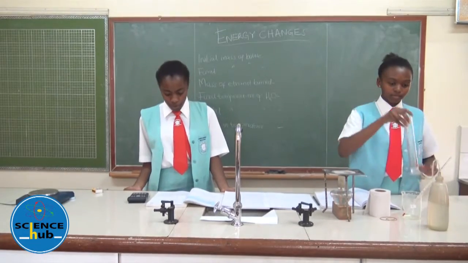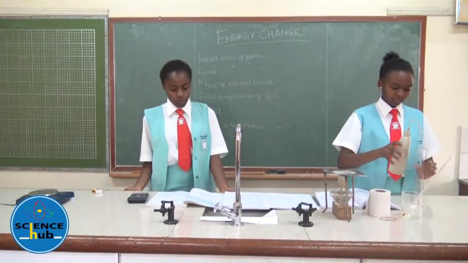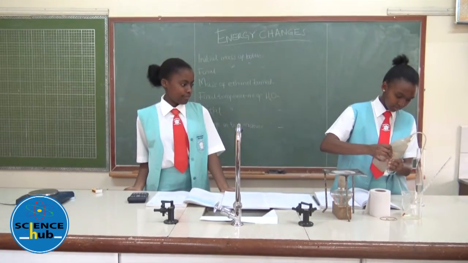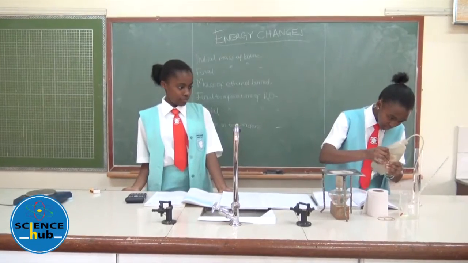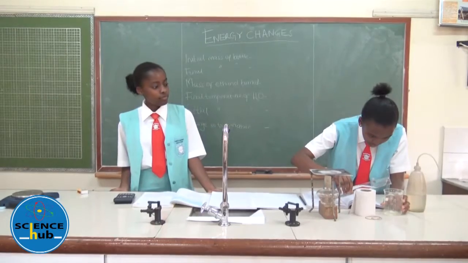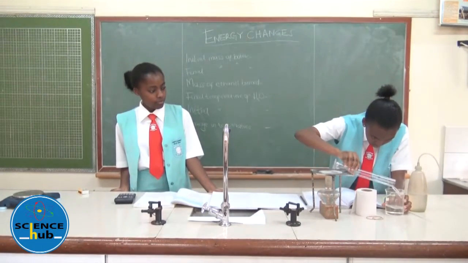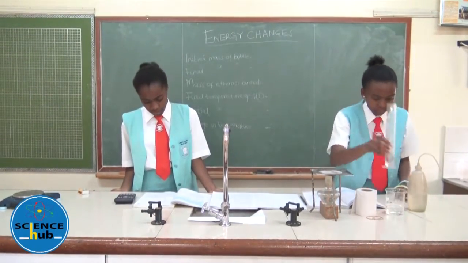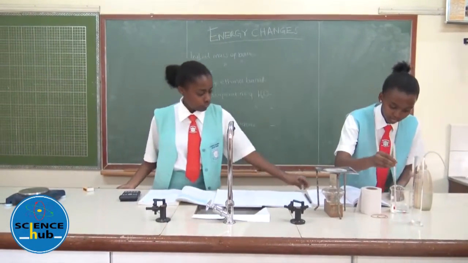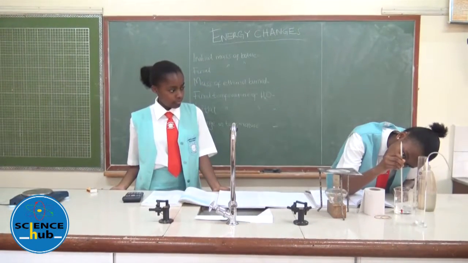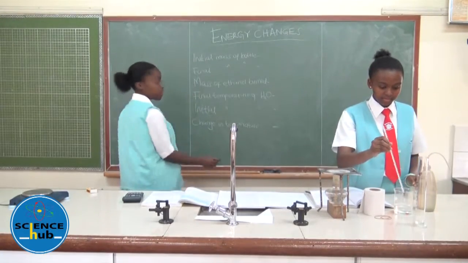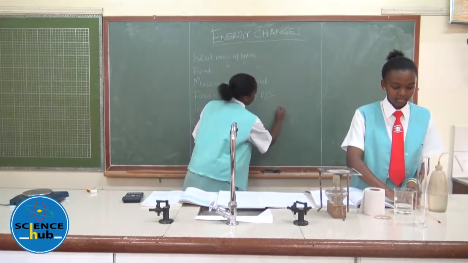First, pour 100 cubic centimeters of distilled water into a 250 ml glass beaker. Secondly, record the temperature of the water. The temperature is 22 degrees Celsius. We're going to record the temperature on the blackboard, 22 degrees Celsius.